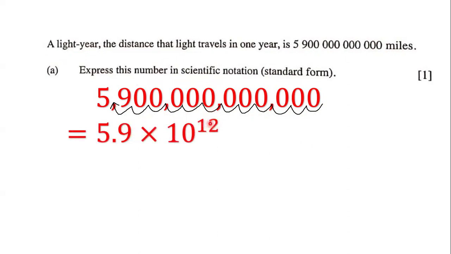Now, the reason why it's positive 12 is because we moved over 12 times to the left. That's why we have 10 to the power of positive 12. We have 5.9 here because the decimal point is currently right here, and so that's why we have 5.9. We eliminated all of the zeros. So we have 5.9 times 10 to the power of 12, and this number is definitely in scientific notation.